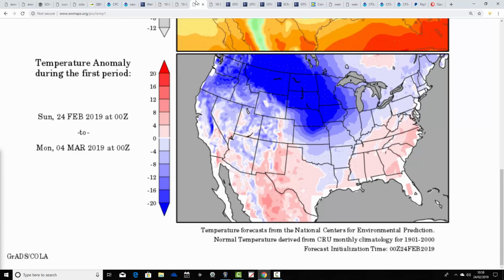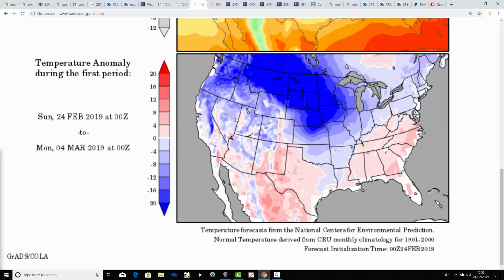It's in North America, so temperature anomalies from the 24th of February to the 4th of March for much of North America looking very, very cold. We're down to, I think this is Fahrenheit, 20 Fahrenheit below average to these Midwestern northern states. So severely cold there in the north of America going up towards Canada, and also in the northwest as well, which is quite unusual.